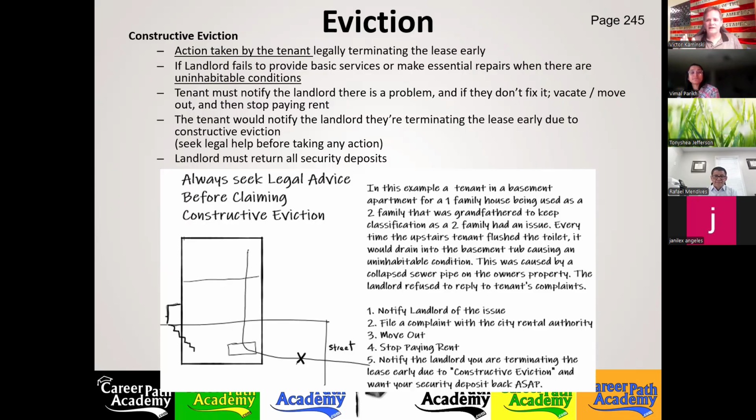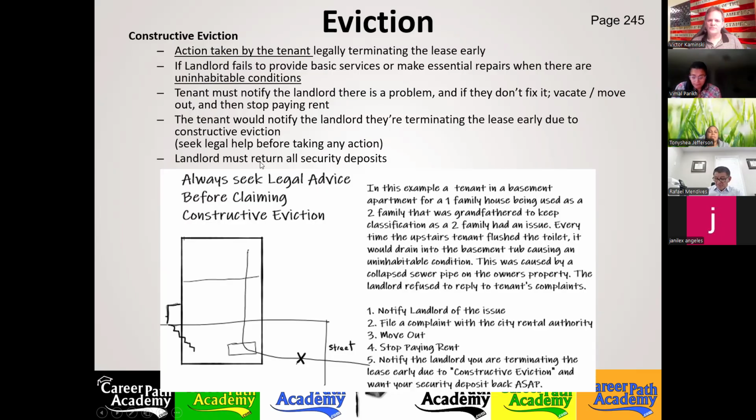I say this because I can't tell you how many times I've come across tenants that are constantly complaining about their landlord being a horrible landlord, but never reached out to the landlord to tell them there's a problem. What do you expect them to do, read your mind? You know, this is how tenants act sometimes. So you got to let the landlord know that there's a problem in the first place. And then if they don't make those essential repairs, you move out and stop paying rent. And then notify the landlord you're terminating the lease early due to constructive eviction and you want all your security deposit back.